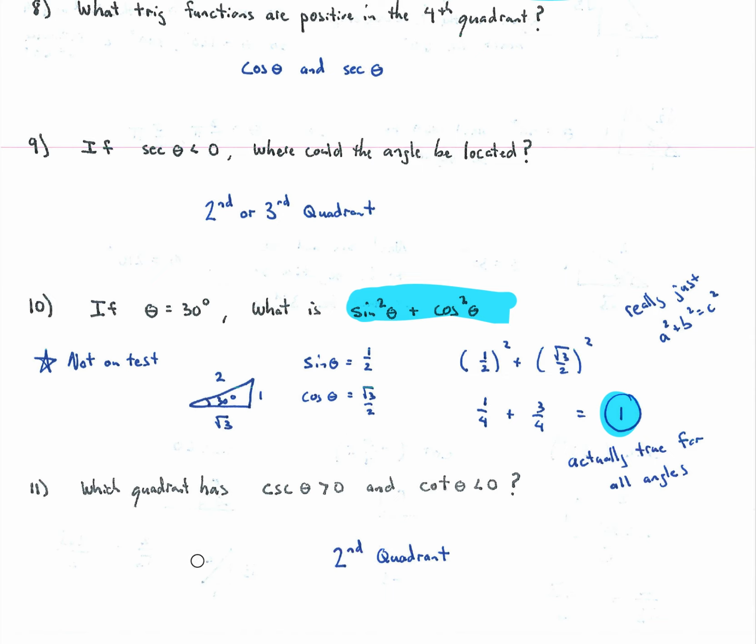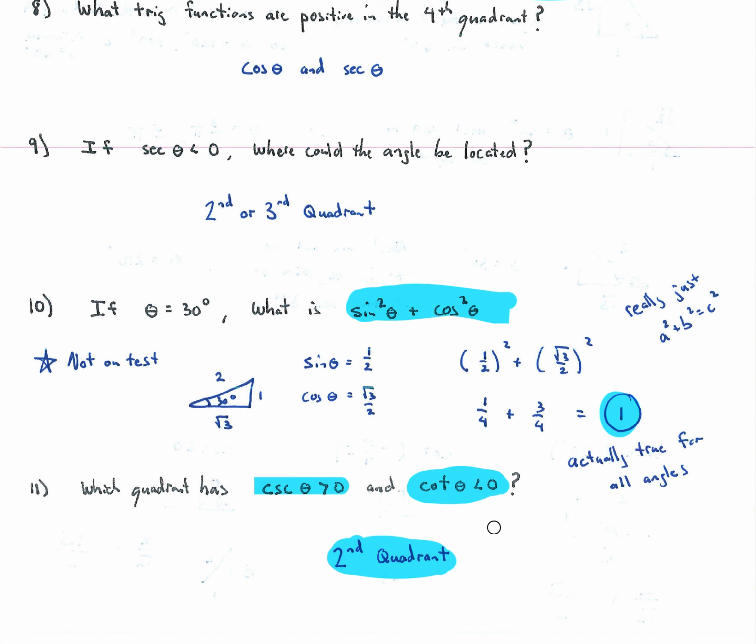And the last one, which quadrant has cosecant positive? So we need a positive sine value and a negative cotangent, which is the same thing as a negative tangent. So we need a negative tangent and a positive sine. Boom. That's the second quadrant. A positive y value, but a negative y over x value.